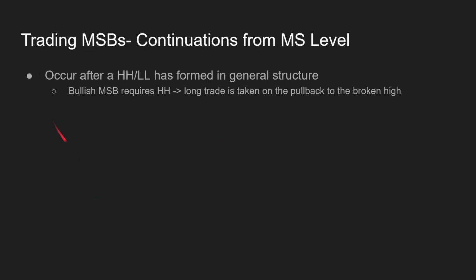So let's say price is coming down. We have some sort of high, low. We see a higher high. Price comes back down to this level, and then it continues upward. We'll have a diagram up in just a second. And a bearish market structure break requires the lower low. This is where a short trade is taken on the pullback to the broken low.